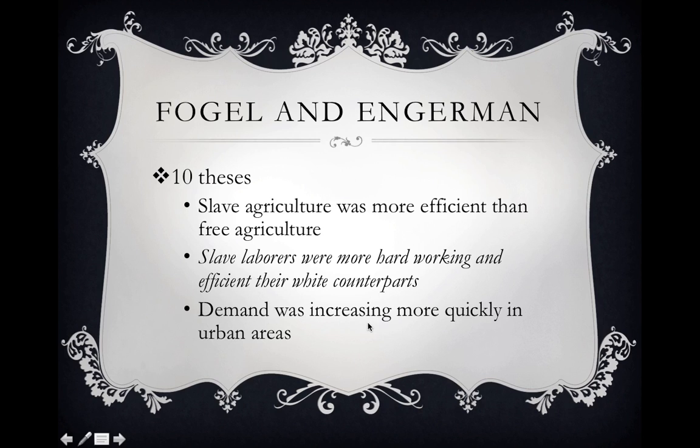All right, they also assert that demand was increasing quickly in urban areas. I think this wasn't too controversial, but to me it's not that big of a deal. I think this applied more to the Old South than to the New South. As new slave areas were opening up, particularly in Texas, the demand was increasing more quickly on farms than it was in the urban setting. But I think for the Old South that this very much could have held.